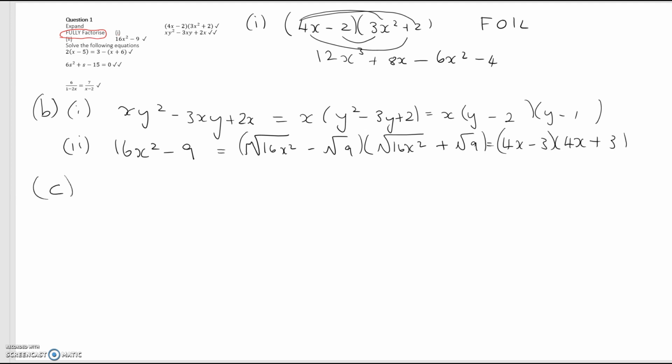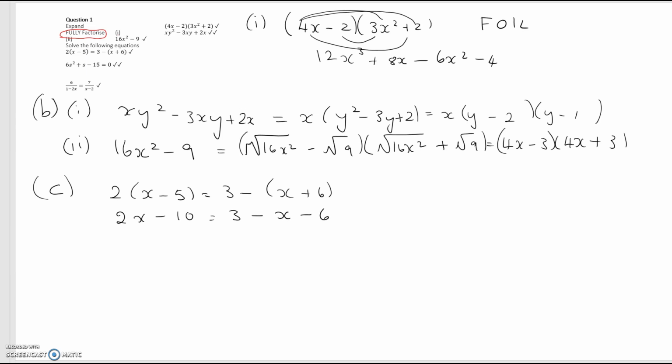C said solve. And some of you are very careless with the right hand side. Right, we need to simplify first. So 2x minus 2 5s are 10 equals 3 minus x minus 6.